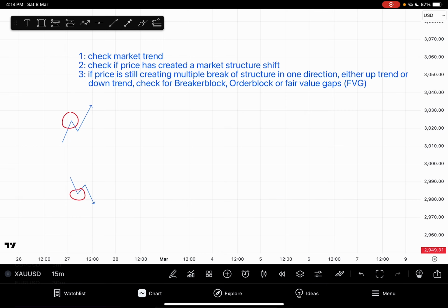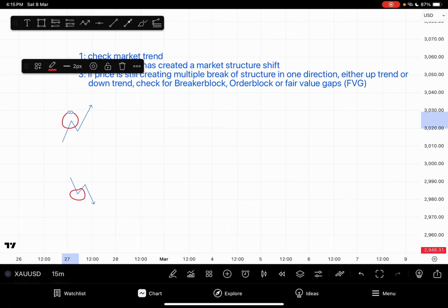If price is still creating multiple breakout structures, once you check the charts and you check the market trend and you see price is still creating multiple breakout structures in one direction, either uptrend or downtrend, and let's say there's no market structure shift yet, you check for the order block, the breaker block, or fair value gap. So the order block, breaker block, and fair value gap will let you know that price is still going to continue in that particular direction.